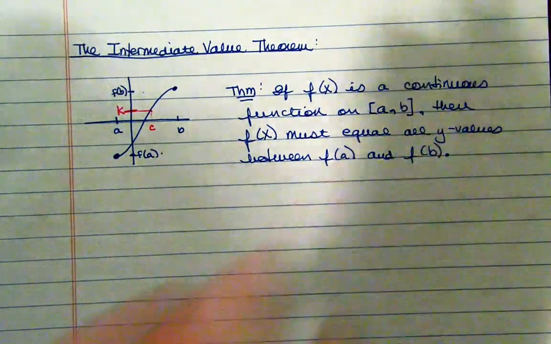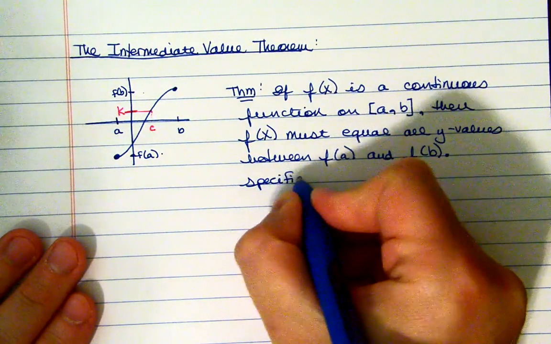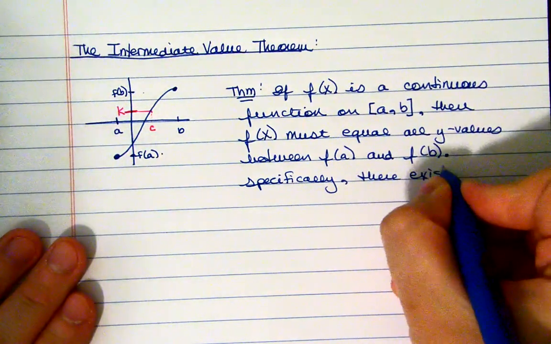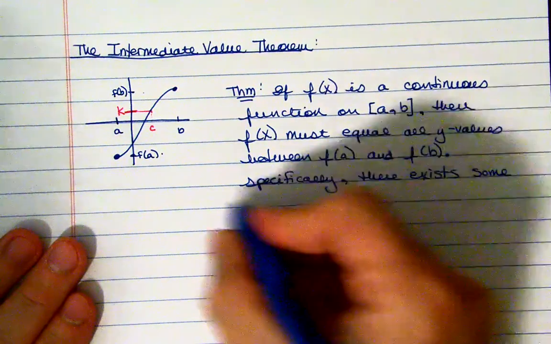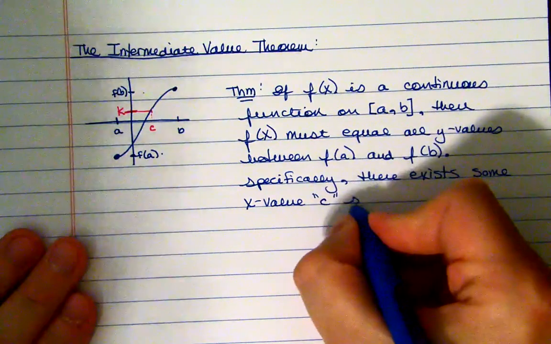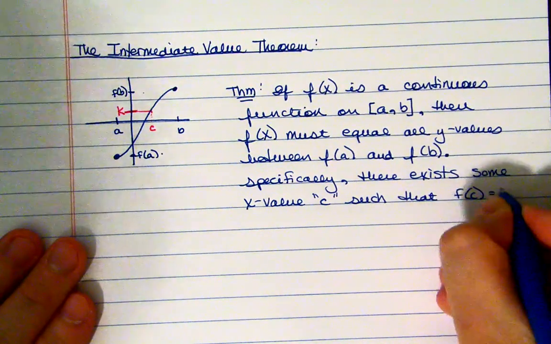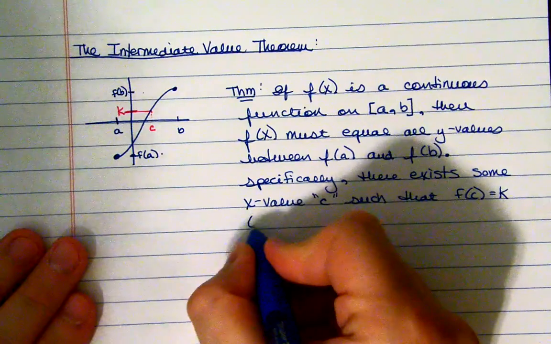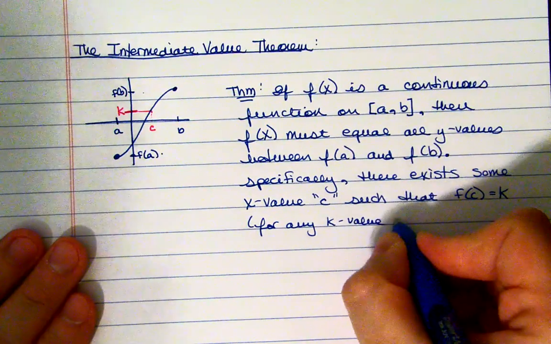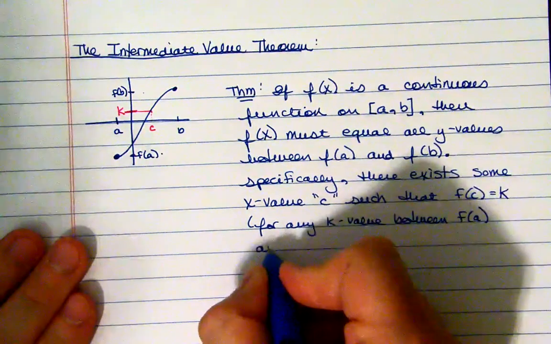To conclude this, and I realize this is going to seem a little wordy, just stick with me on this. Specifically, there exists some x value, c, such that f of c equals k, for any k value between f of a and f of b.